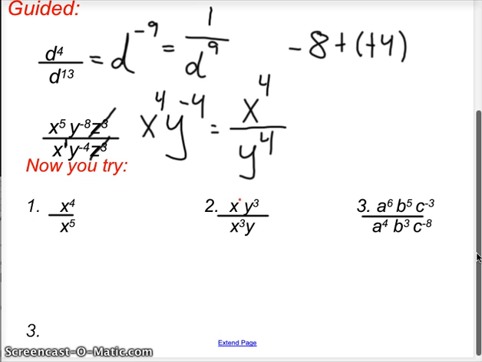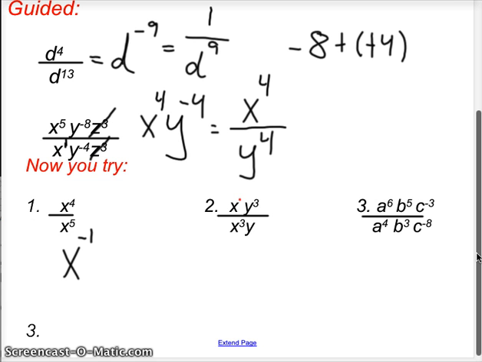Moving right along. Number 1 here is back to one of our basics. Here, again, just subtract those exponents to figure this out. So, for number 1, x to the 4 divided by x to the 5. 4 minus 5 gives you a negative 1.